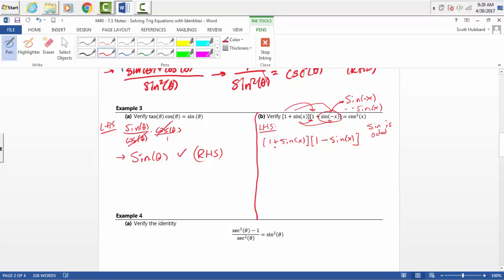Now I can go ahead and do the FOIL. If I do that times that, that times that, that times that, and that times that, I'll get 1 minus sine x plus sine x minus sine squared x. That's nice because these are like terms with opposite signs, so they cancel out. No pun intended about sine being sines. Bad joke. Okay, so now we have 1 minus sine squared.